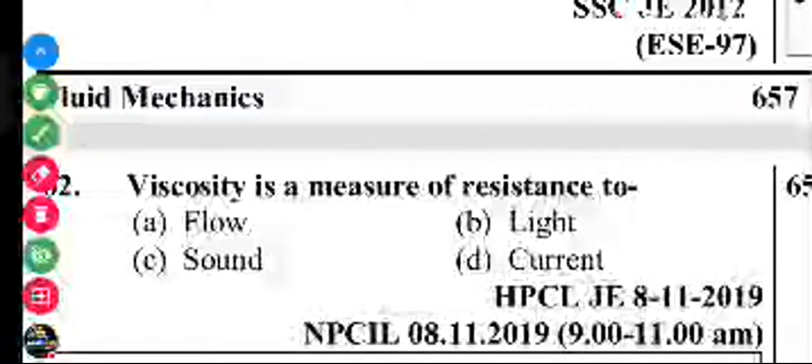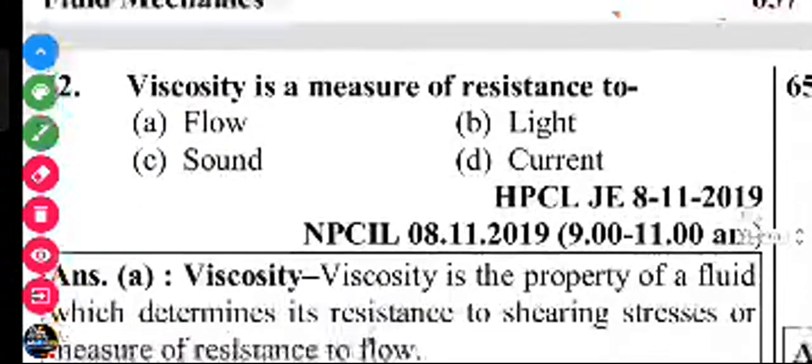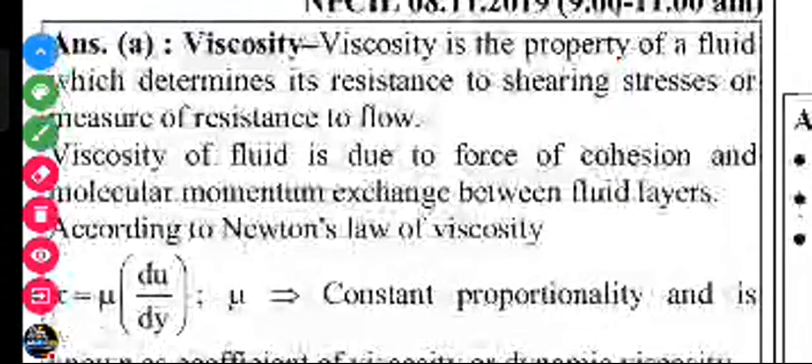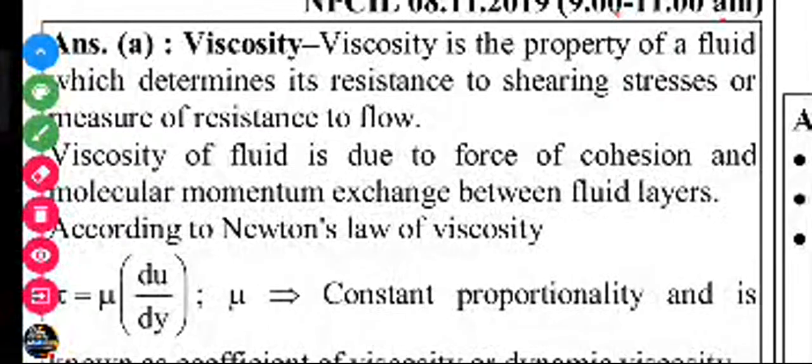Next question. Viscosity is a measure of the resistance to flow. So check. Viscosity is the property of a fluid which determines its resistance to shearing stresses, a measure of the resistance to flow. Viscosity of fluid changes between the fluid layers according to Newton's law of viscosity. Kinematic viscosity is also given.